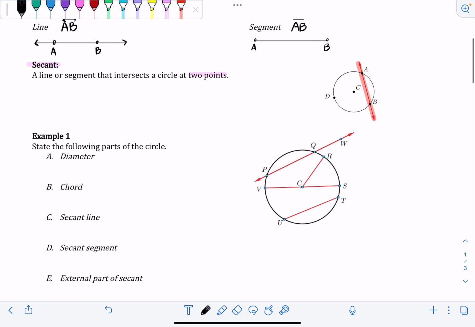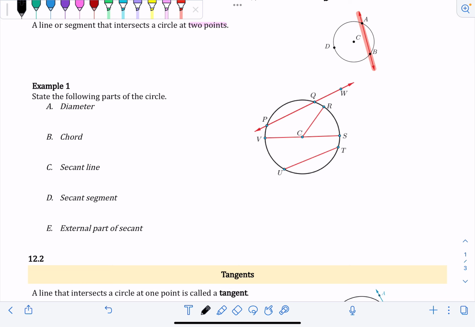Okay, so example 1, state the following parts of the circle. Some of these are review, really the first two are review, so diameter and chord, that word I just mentioned before. For the diameter, it's really a chord that crosses through the center of the circle. Its endpoints attach to the circumference of the circle and it crosses through the center. So for this circle, sorry, that's a little bit crooked, but the diameter would be the segment VS. It just has endpoints. It doesn't have arrows on the other side, so it would be a segment.